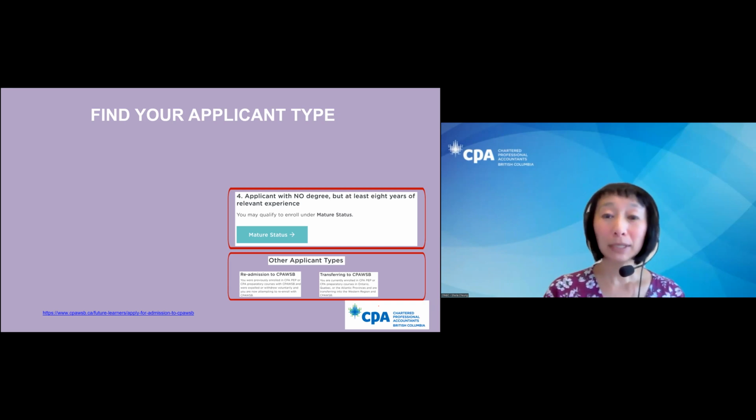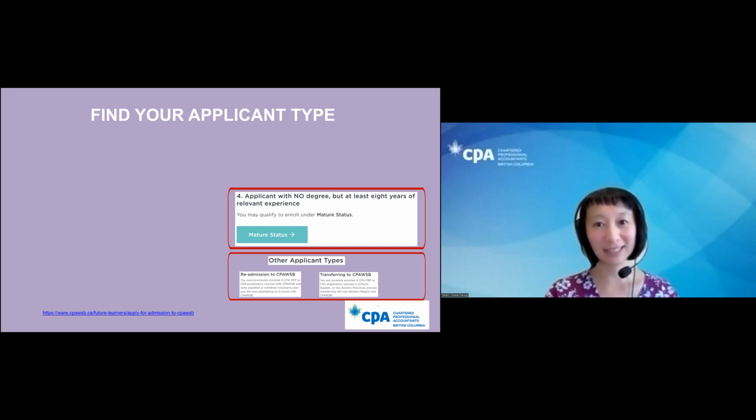The person accepted under mature status still has to complete those 14 prerequisite courses. However, if that person is accepted under mature status with us, they will have access to enroll in any of those 14 prerequisite courses directly with CPAWSB as CPAWSB preparatory courses.